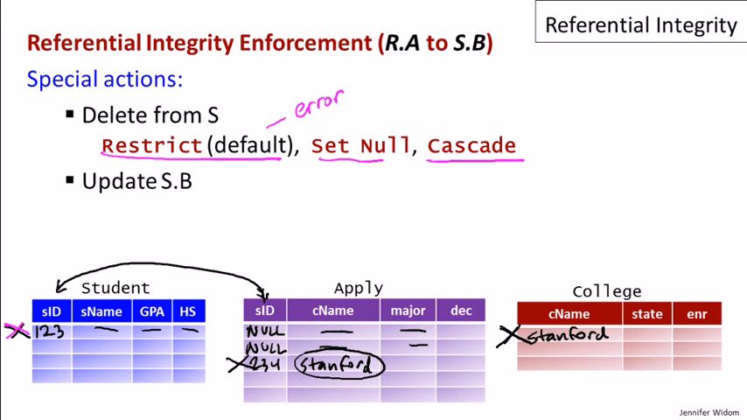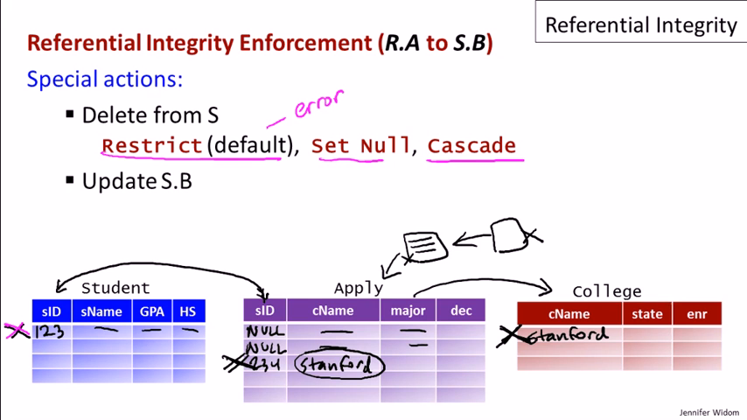Now the reason it's called cascade is because sometimes you can actually set up a whole chain of referential integrity constraints. So we have apply referencing college here, but maybe we'd have some other table referencing apply and maybe even another table referencing that one. And if we, say, deleted a tuple from college that caused us to delete a tuple from apply, if there was a tuple up here referencing that, we might get a delete there and then a further delete and so on.